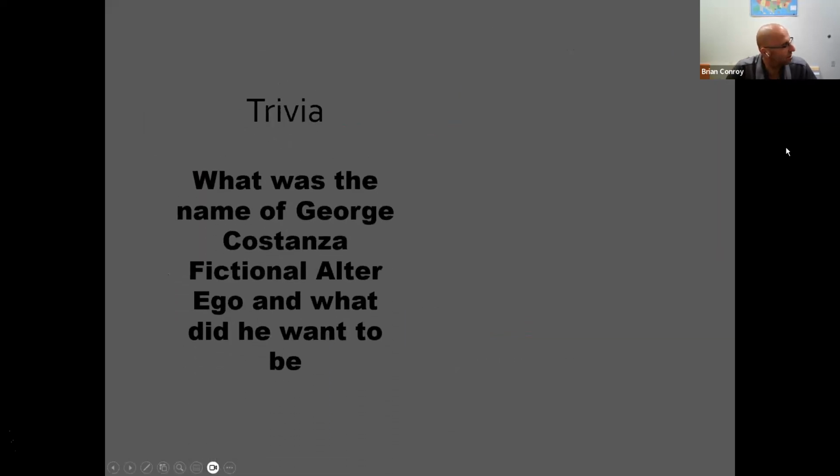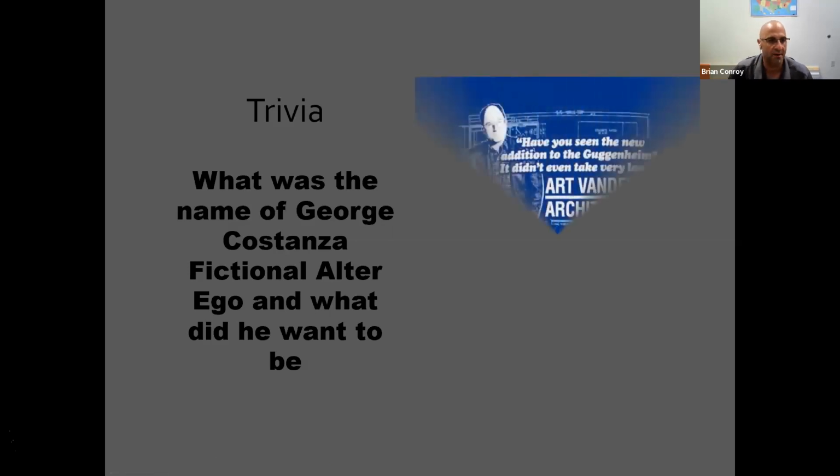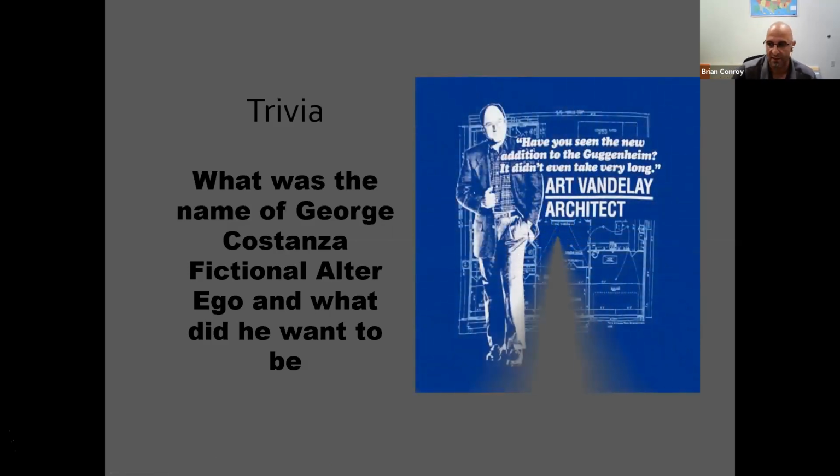George Costanza, we all love Seinfeld. I love watching the reruns. It's a never-ending saga of joy to watch. But his alter ego and fictional character, if you do remember, he always wanted to be an architect and do the Guggenheim, right? He wanted to be an architect, Art Vandelay, for those who are out there.